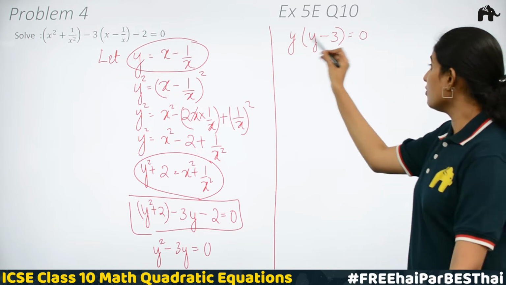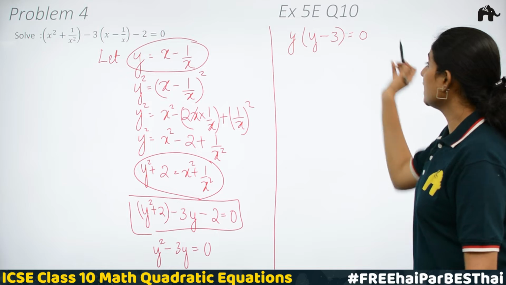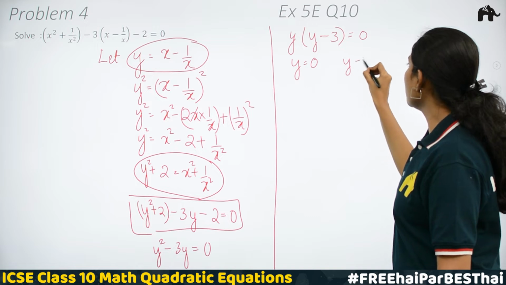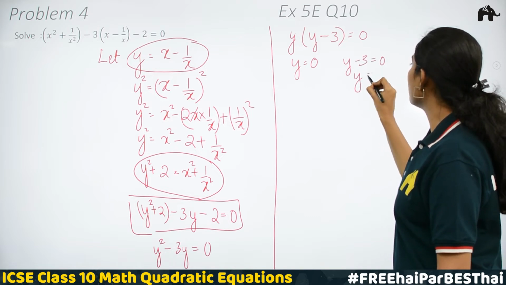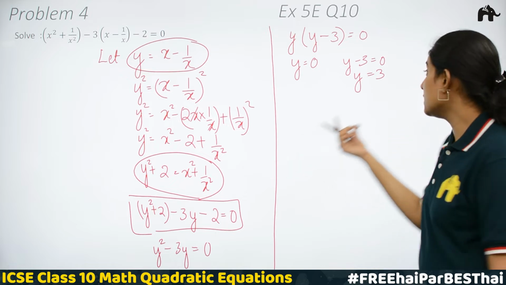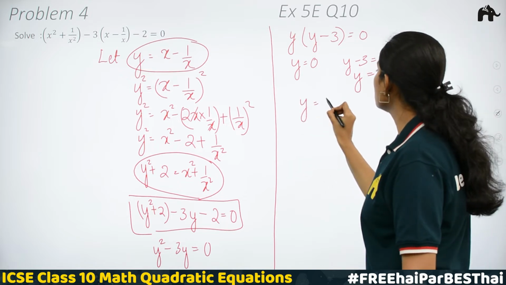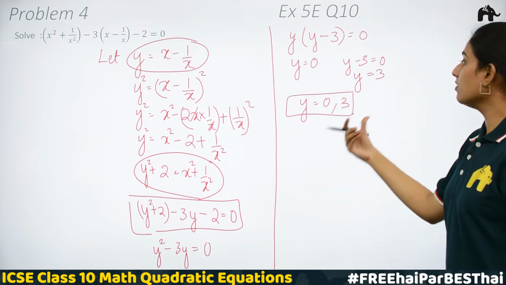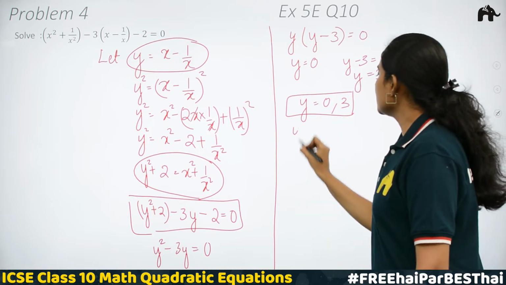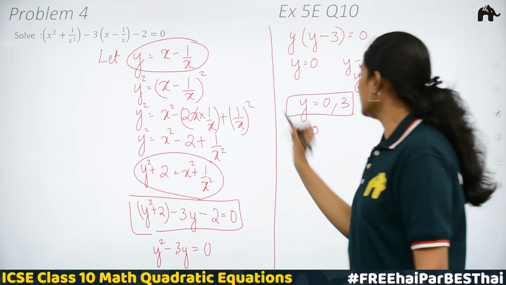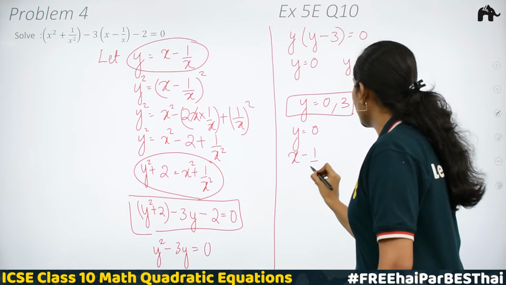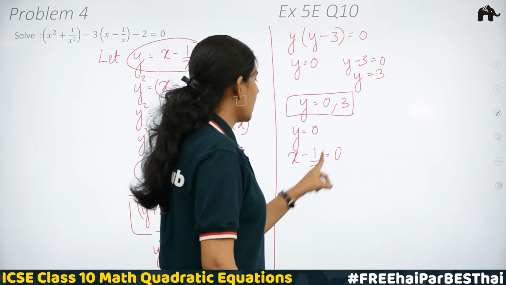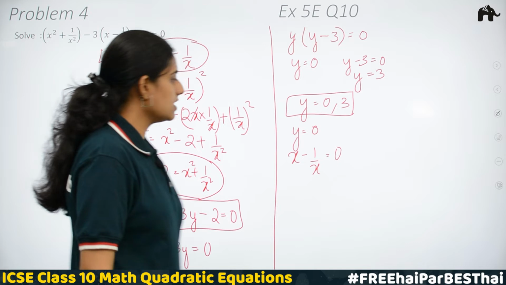Which means either y should be equal to 0 or y minus 3 should be equal to 0. y is equal to 0 or y minus 3 is equal to 0, which means y is equal to 3. Then the two possible values of y are y is equal to 0 or 3. Got the values of y. Next, we need to find x. When y is equal to 0, we can have x minus 1 by x is equal to 0.